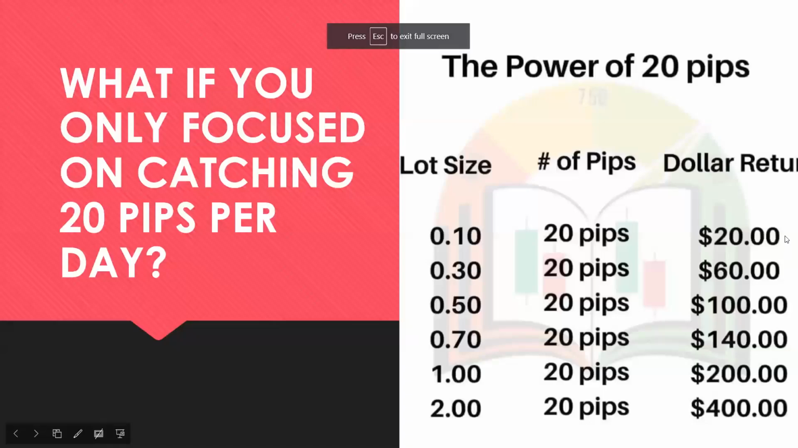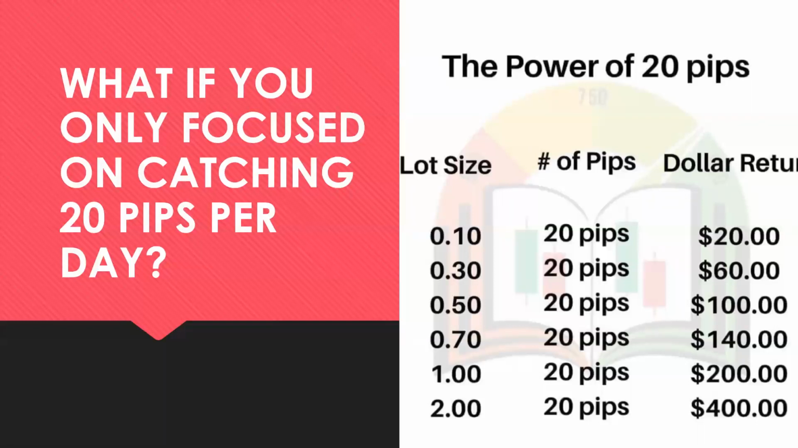Let's talk about this real quick. I teach from a place where if you can KISS the market, what does KISS mean? Keep it super simple. If you can KISS the market, you can become so profitable. You do not need to overthink this or overcomplicate this. You do not need to go on the market for 200 pips a day, even though those pips are there. What if you only focus on 20 pips a day?